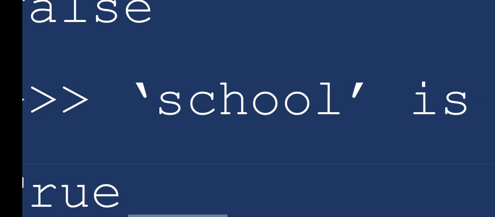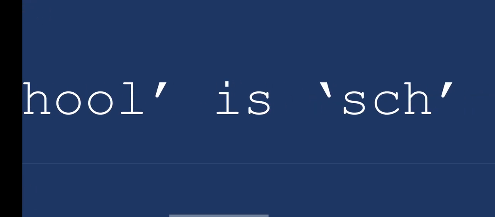Example 5: "school" is "sch" plus "ool". This is a concatenation which after evaluation the value is "school". So reading it again, "school" is "school", and the output is true. Yes, "school" is "school". So this is about the is operator as an identity operator.